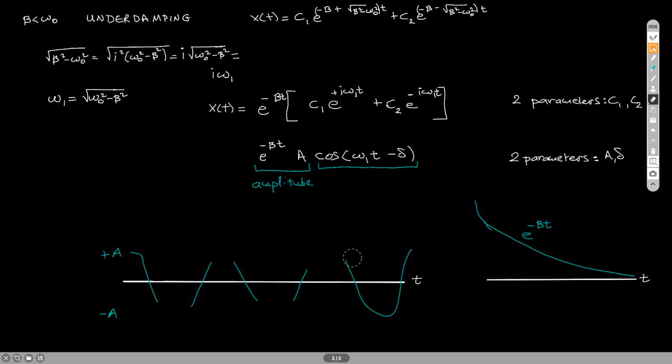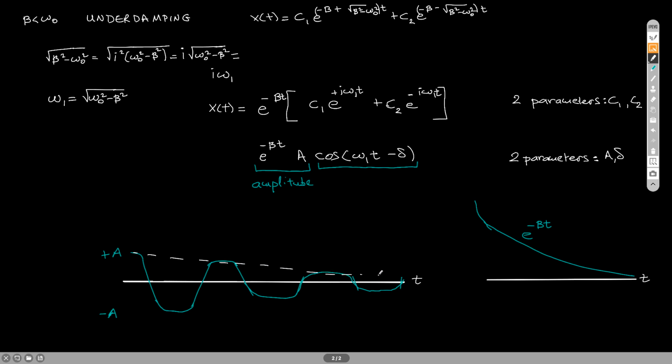Let's see if I can show that. If it starts from plus A, it will never make it to minus A. And now it's going to be even less, and even less here, and even less here, and so on. This part of the solution essentially modulates what will be. So this is going to be an exponential decrease.